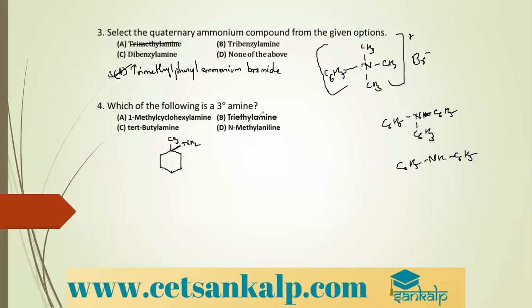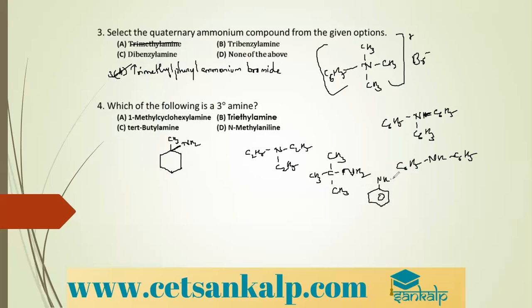Second option is triethylamine: C2H5, N, C2H5, C2H5. So this is triethylamine. Tertiary butylamine means there is a carbon with NH2 and the tertiary butyl group, right? So this is tertiary butylamine. And the last option is N-methyl aniline.